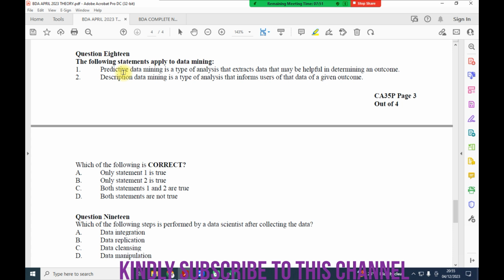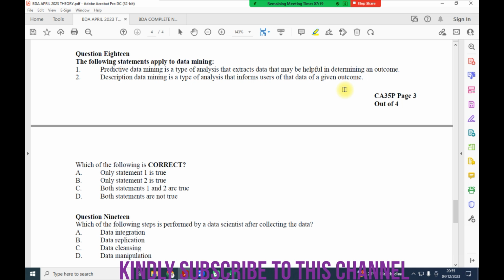Descriptive, we said, is past and present. Descriptive data mining is a type of data analysis that informs users of the data of a given outcome. So descriptive data mining is a type of analysis that informs users of the data of a given outcome. So remember, here we are talking about a given outcome again. A given outcome is an outcome that is yet to occur.